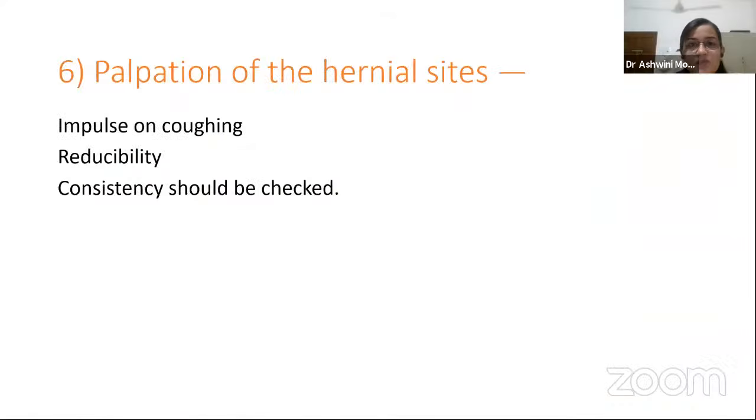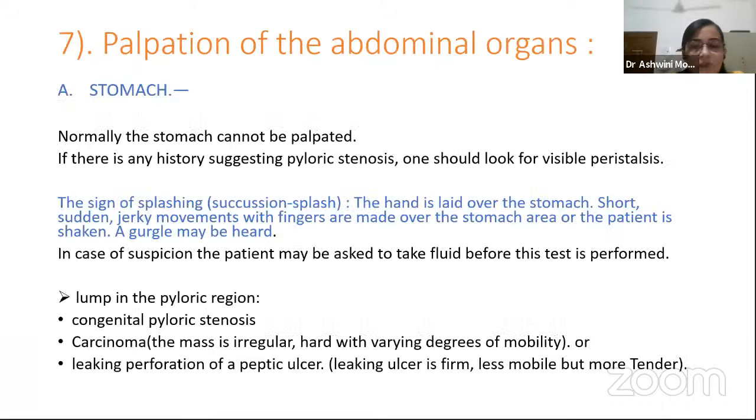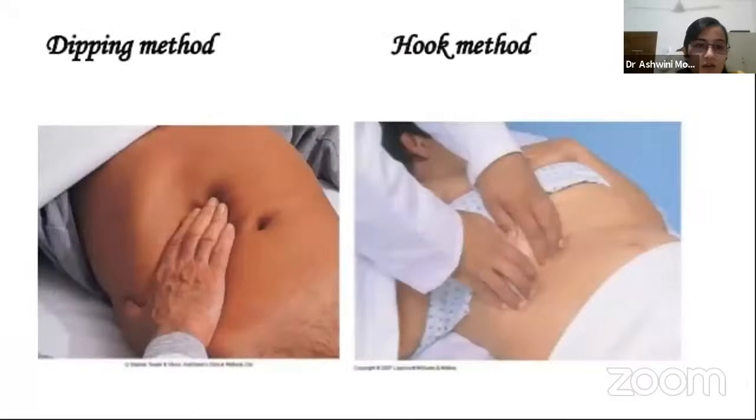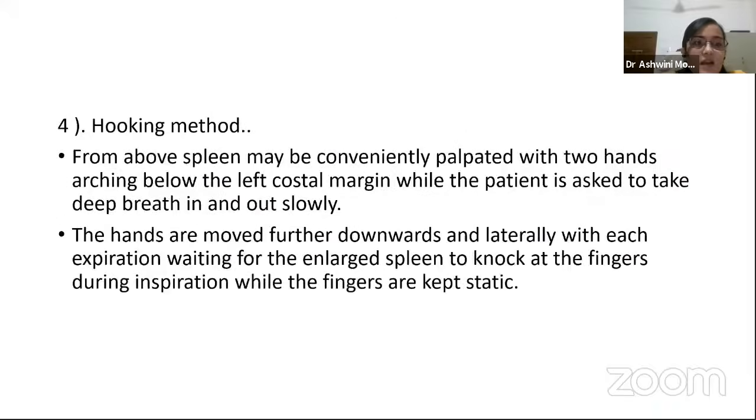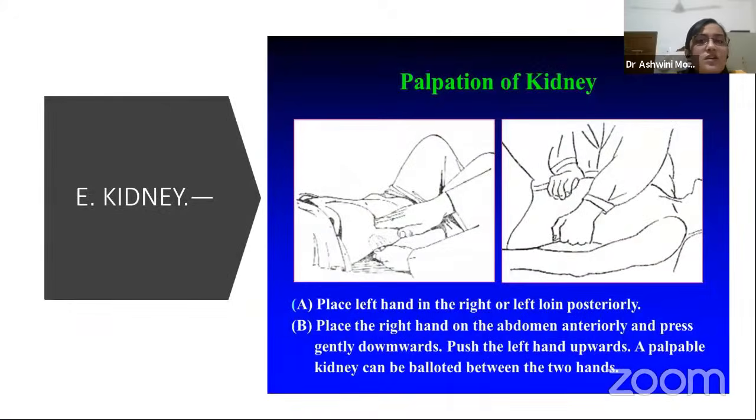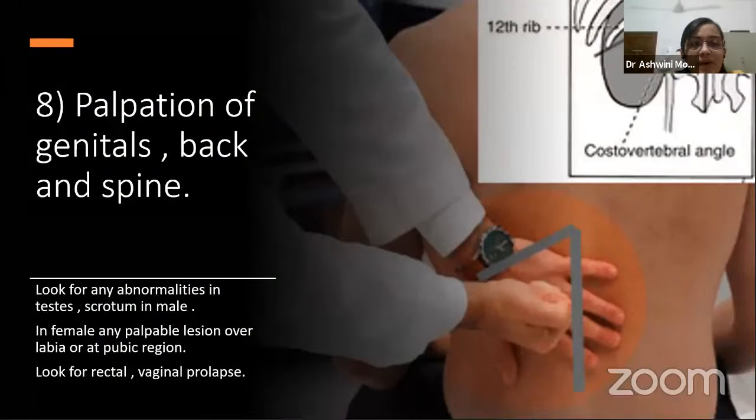So this was about the palpation of lump. Another thing, sixth point of the palpation was hernial sites. We have to rule out all hernias and hernial sites before moving on to the percussion. And the last, but not the second last, is the palpation of abdominal organs. If it is significant, we have to palpate the abdominal organs also. And last but not least, and done in all examinations, is back and spine and genital palpation.